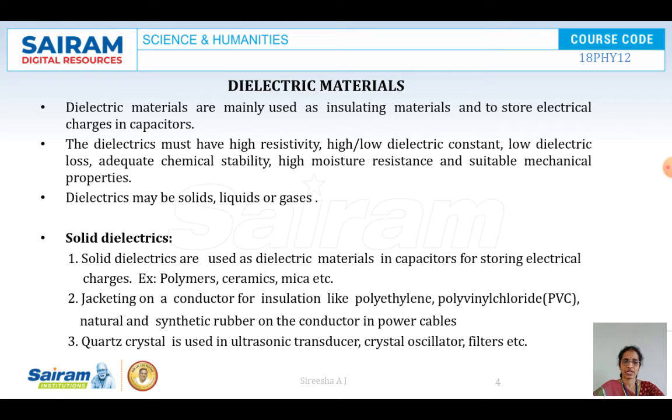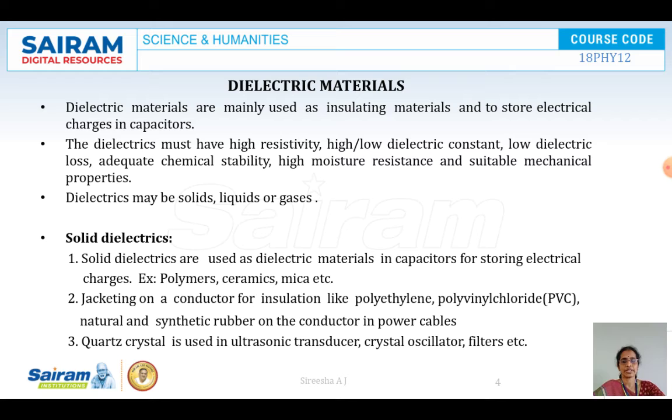So for a good dielectric, you should have a high resistivity. The dielectric constant can be low or high depending upon the usage, and it should have a low dielectric loss, adequate chemical stability, high moisture resistance and suitable mechanical properties. Now dielectrics may be solids, liquids or gases.